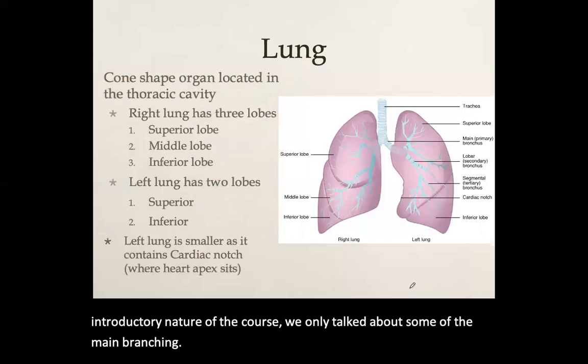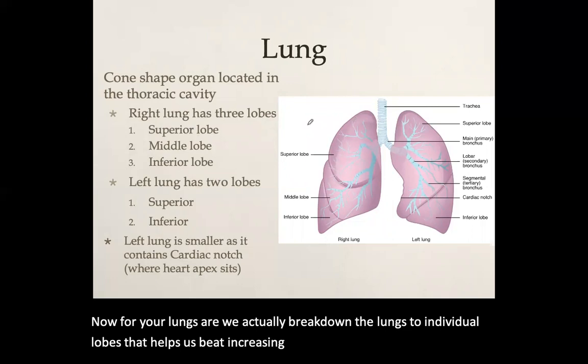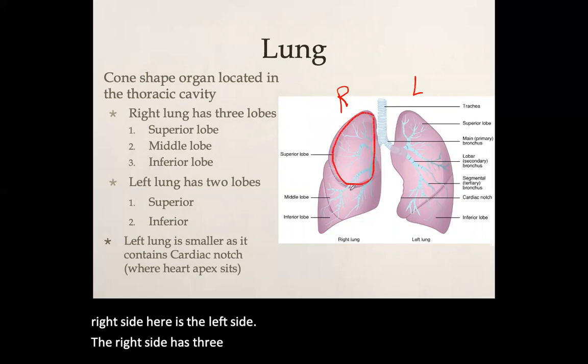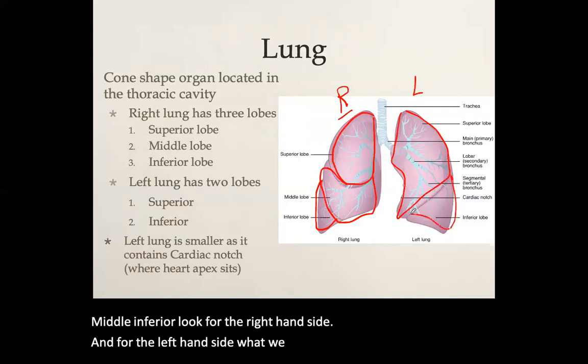Now for your lungs, we actually break down the lungs into individual lobes, which helps with increasing the surface area. So again, here is the right side, here is the left side. The right side has 3 lobes. Here is 1, here is the second. Again, this is not the best depiction, but you can see 3 lobes: superior, middle, and inferior lobe for the right-hand side. And for the left-hand side, we have only 2 lobes, superior and inferior.